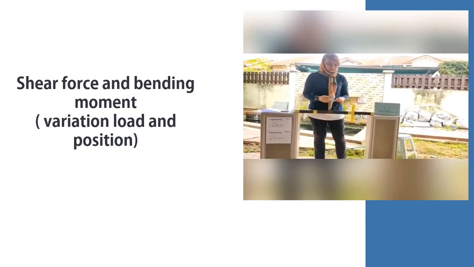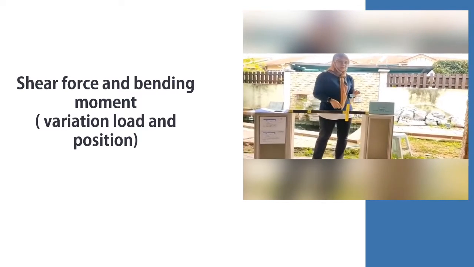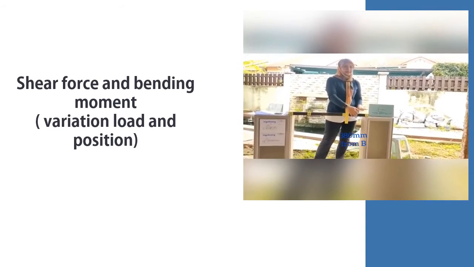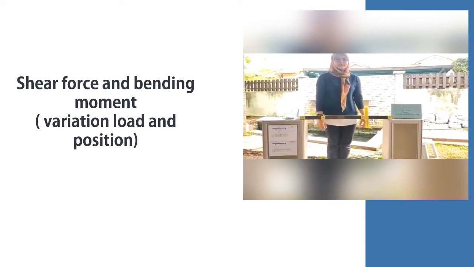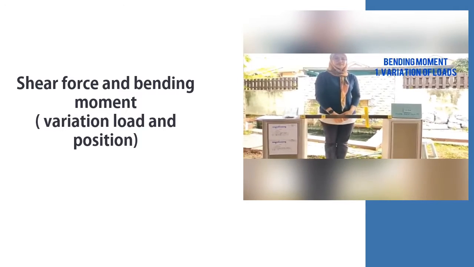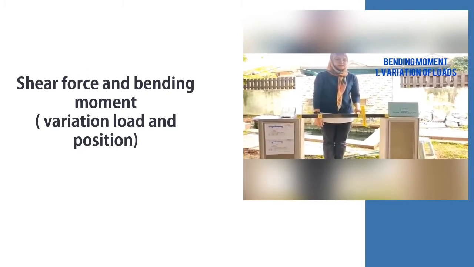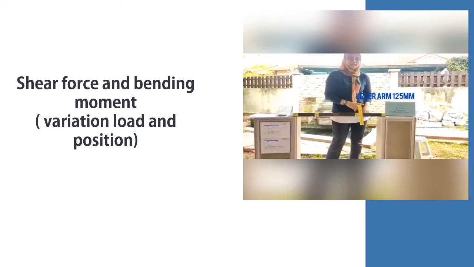Third, we hang the 200 gram mass between point D and point C here, and we read the value at the digital force display. Now I would like to present the bending moment variation at cut section, where the apparatus has a lever arm to read the bending moment value.